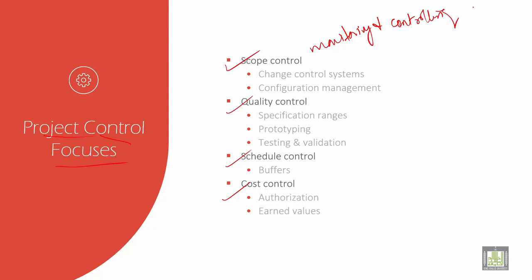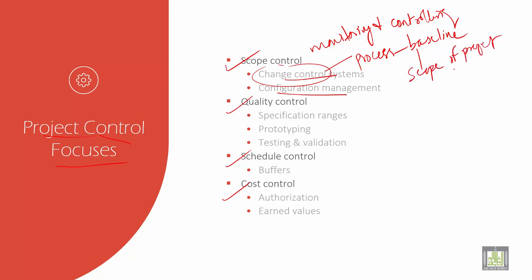It also talks about how we can change the control system and configuration management. So what is change control? It's a process through which all the requests to change the baseline scope of a project, program, or portfolio are captured. It is either approved or rejected by the manager. It talks about the scope of the project, and whether it is approved or rejected, then portfolios, all these details.